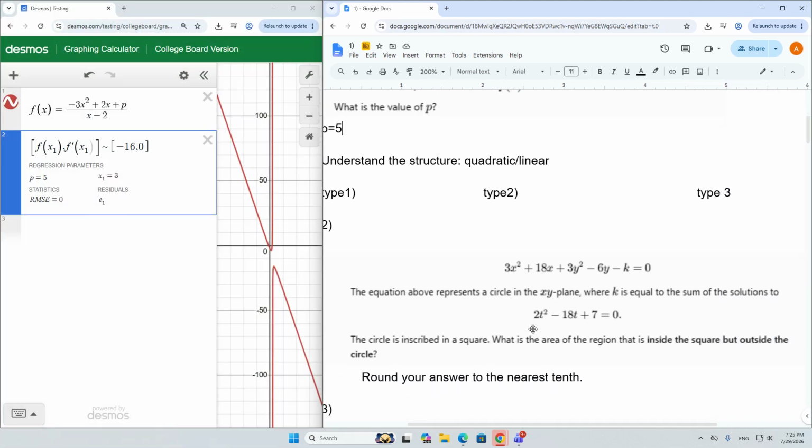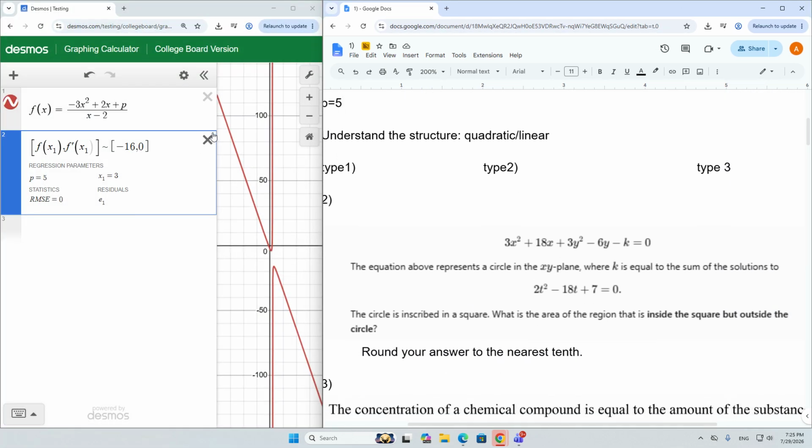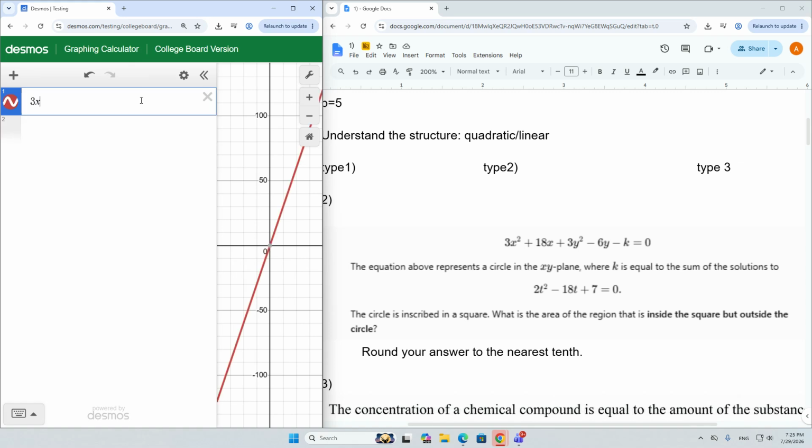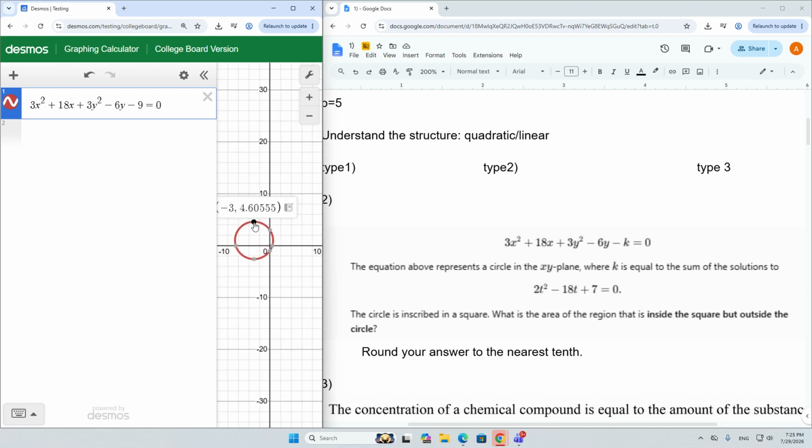Okay, we have this problem here. So I'm going to first type that equation in. 3x squared plus 18x plus 3y squared minus 6y, excuse me, minus k equals 0. What is k? K is the sum of the solutions, so opposite b over a, so that's 9. Okay, so I'm just going to make it a 9. You got to be able to get that. All right, easy.